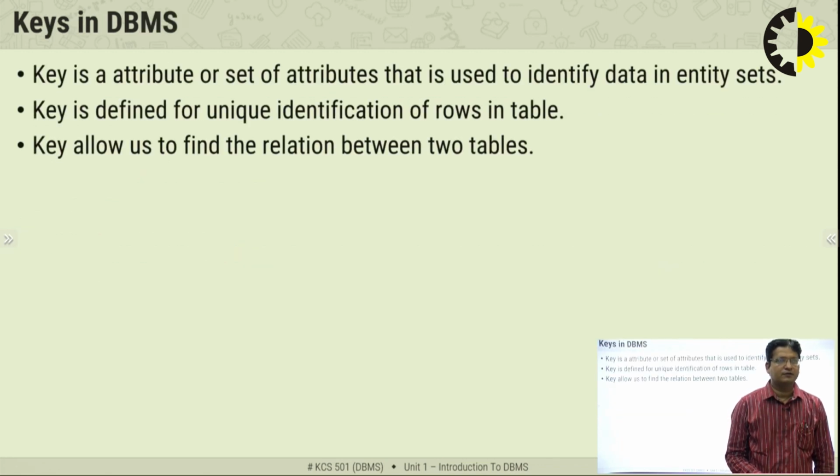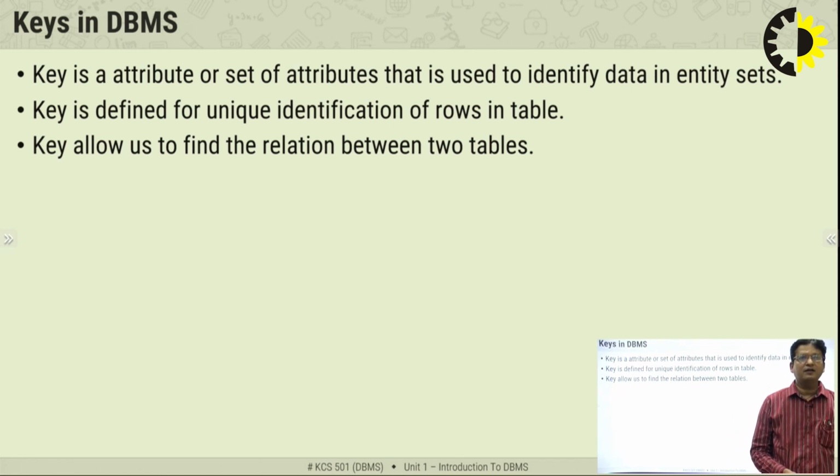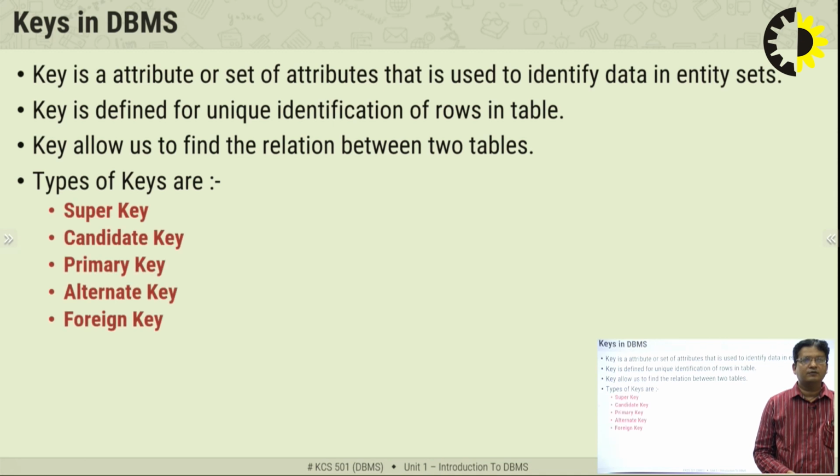Now, next is the concept of key in DBMS. Key is an attribute or a set of attributes that is used to identify data in the database. Key is generally used for the unique identification of rows or tuples in tables. Key allows us to find the relation between two different tables. Different types of keys are there: super key, candidate key, primary key, alternate key, and foreign key. Each key has its own function. First key is super key.